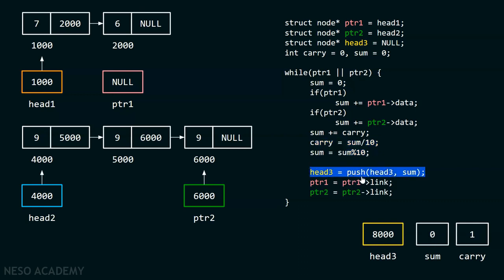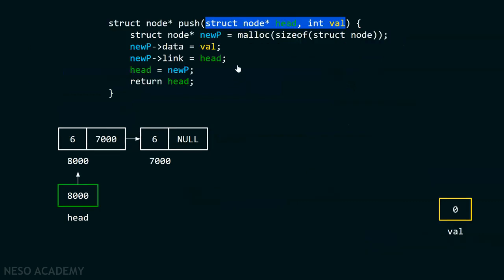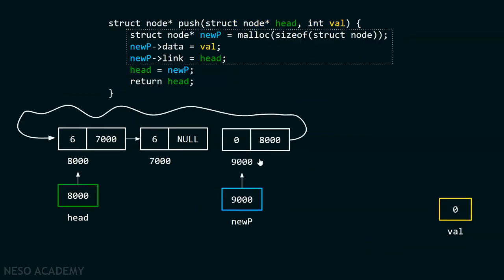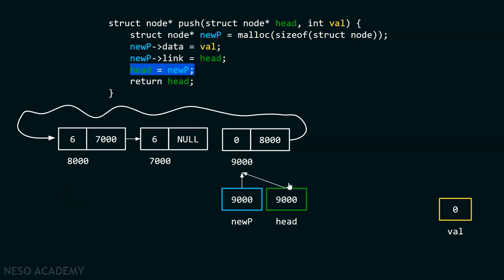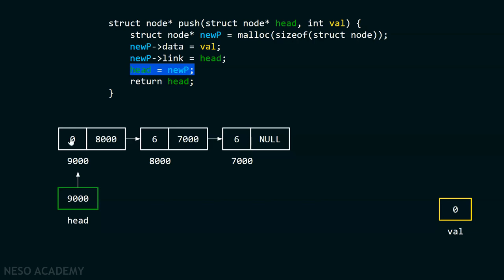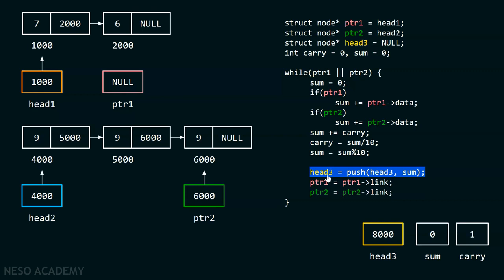Now we can simply call this push function, and to this push function, I will pass the head 3 and sum. Sum is 0, so this will get replaced by 0. And head 3 is 8000, so this will get replaced by 8000. Let's just get back to the push function. And after this, obviously new node will be created, and this new node will point to this particular node because of this line of code, that is new p link equals to head. And after this, head must be updated so that it can point to this particular node. And this is how the resultant linked list looks like. 066 at this moment. After this, we'll return head back. Here this head 3 pointer will receive this address 9000.